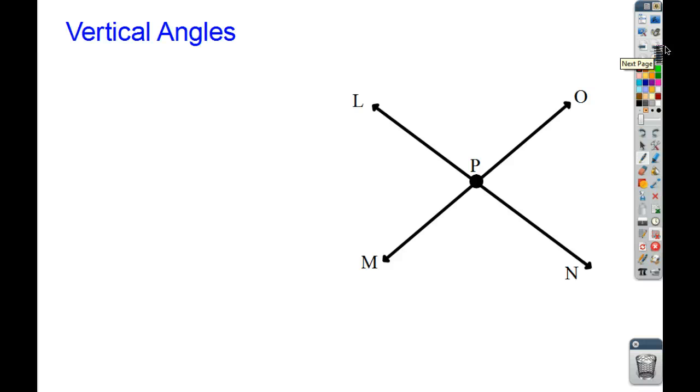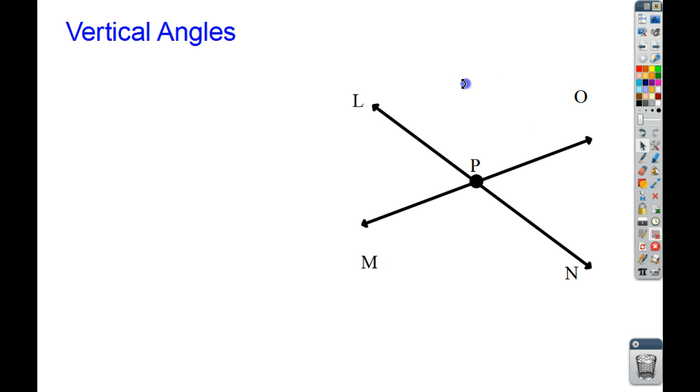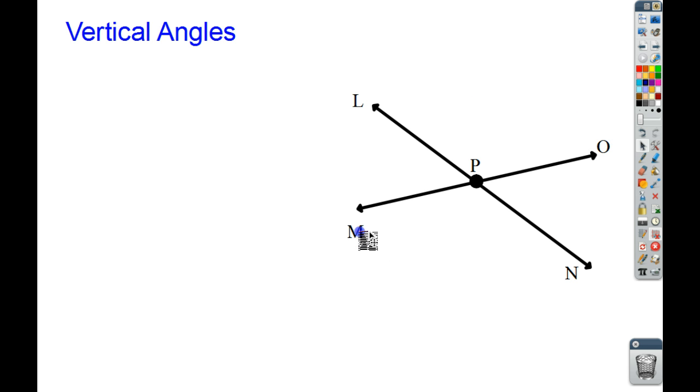Okay, so vertical angles are if I have two lines and they cross. Let me rotate this line a little bit so it makes it a little bit easier to see here, okay? And I'll drag O here and put M here. So what I'm going to say is the opposite angles, the ones that are sort of across from each other, like these across from here.